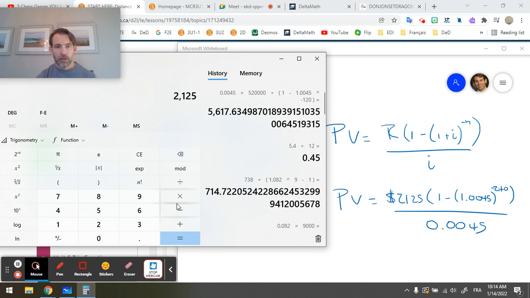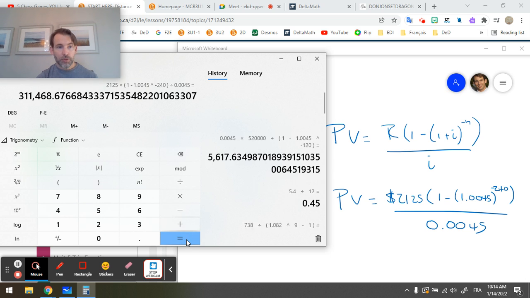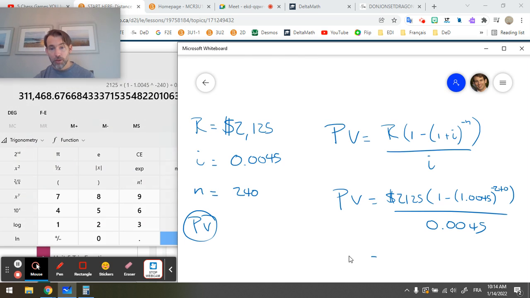2125 multiplied by bracket 1 minus 1.0045 raised to the power negative 240, and the bracket, that's what's inside the bracket. When I push divide by, that's what's on top of the equation, and I divide that by this. So that's good news. You can afford to borrow more money than $1,400. I'm already dividing, so I just type in that number, 0.0045 equals, okay, she can afford to borrow $311,468.68.